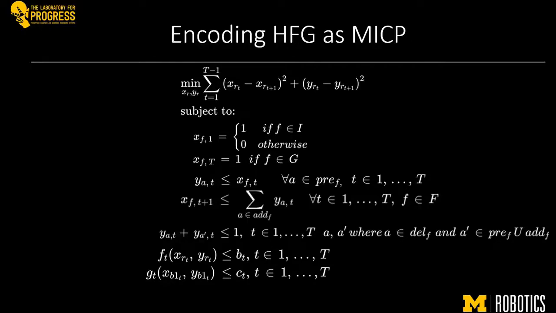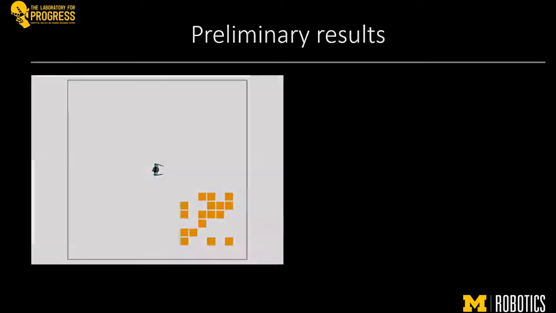Where the boxes are: are the fluents defined over the locations of the boxes? There are continuous fluents and there are discrete fluents. XFT and YAT are basically the discrete ones, and the continuous ones are XRT and YRT. The initial positions of all the blocks are XB11 or YB11, and so on, which are the block positions.